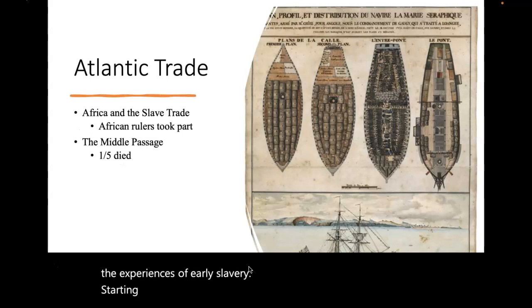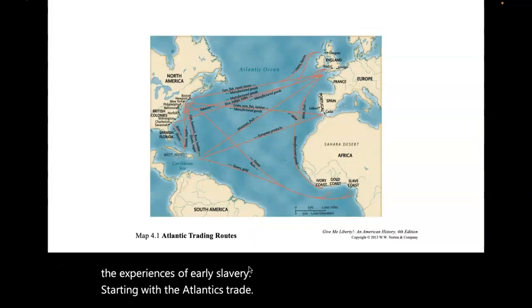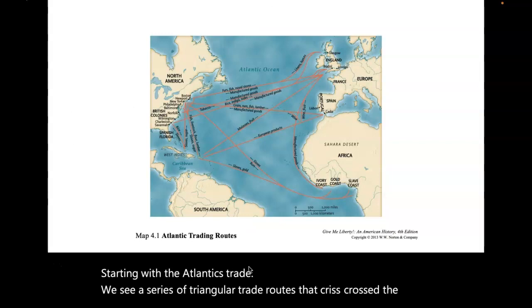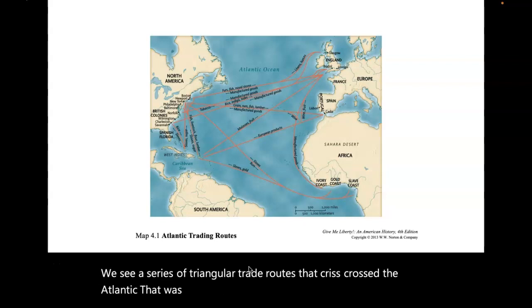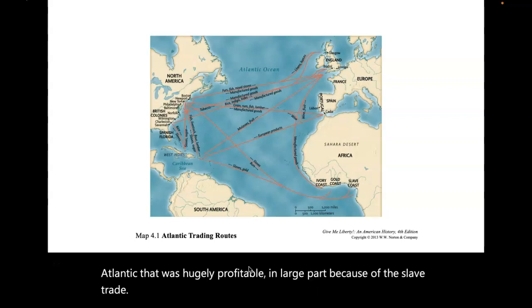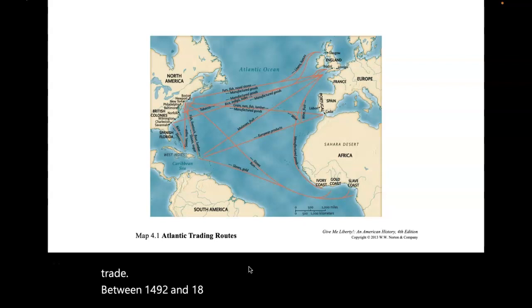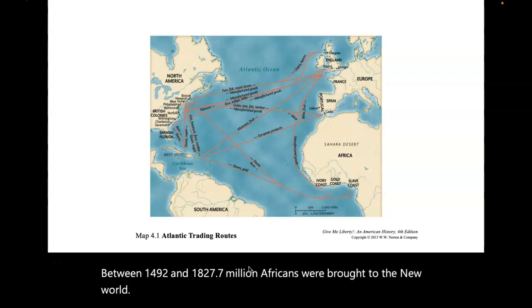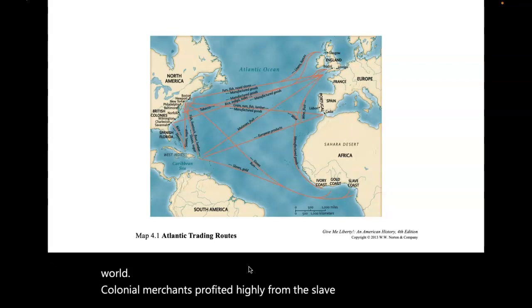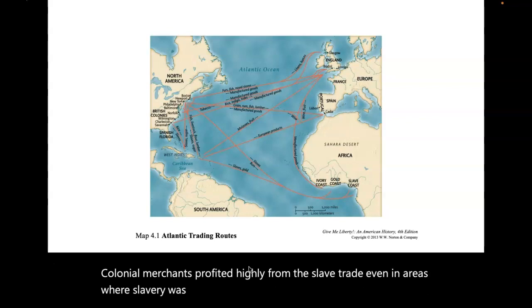Starting with the Atlantic trade, we see a series of triangular trade routes that crisscrossed the Atlantic that was hugely profitable, in large part because of the slave trade. Between 1492 and 1820, 7.7 million Africans were brought to the New World. Colonial merchants profited highly from the slave trade, even in areas where slavery was a minor institution. And it really stimulated the New World's economy.